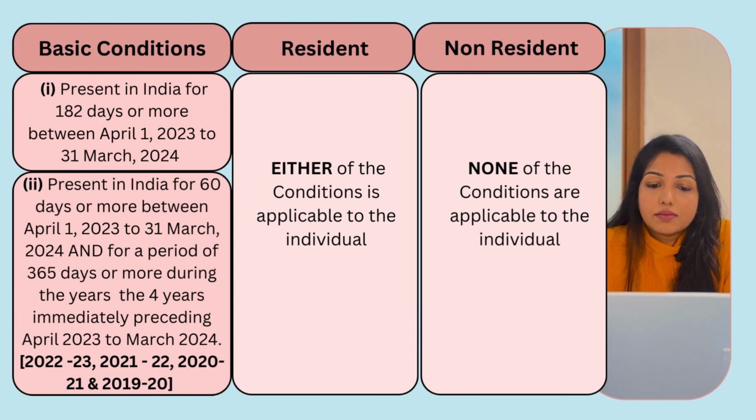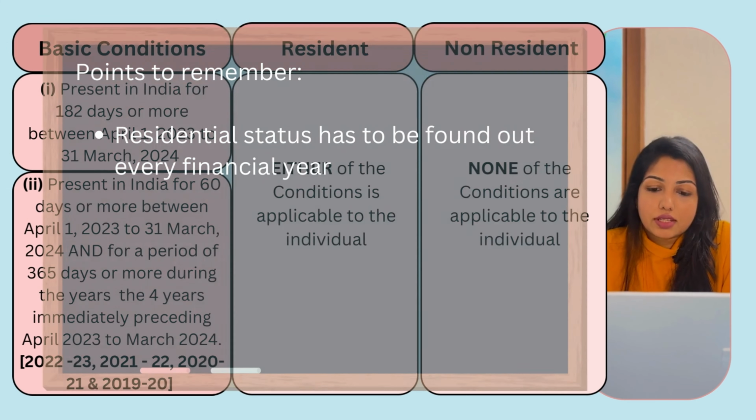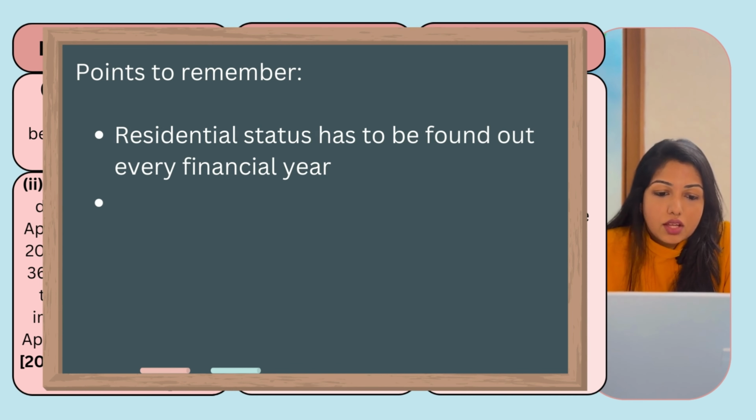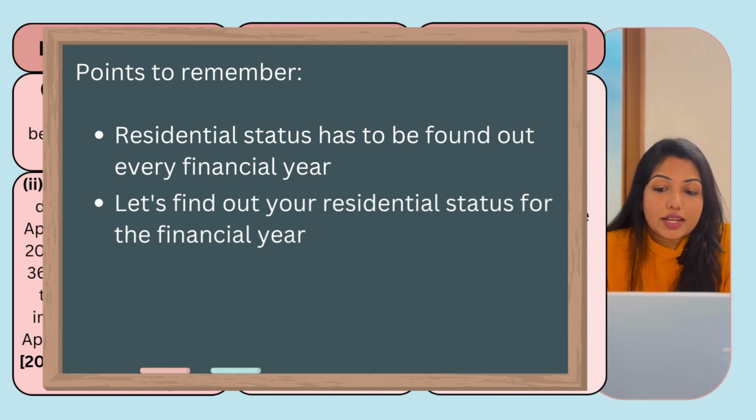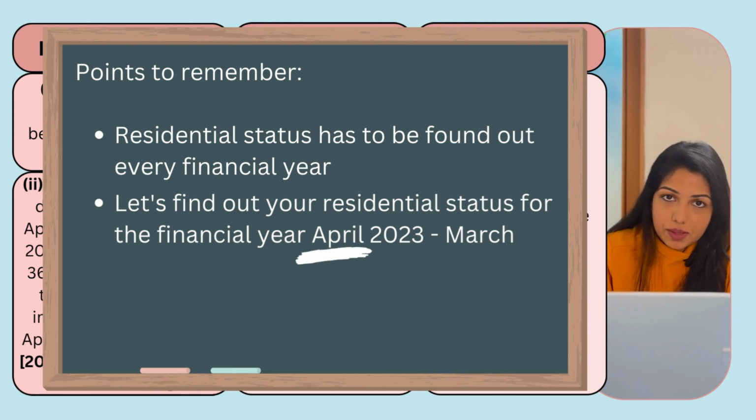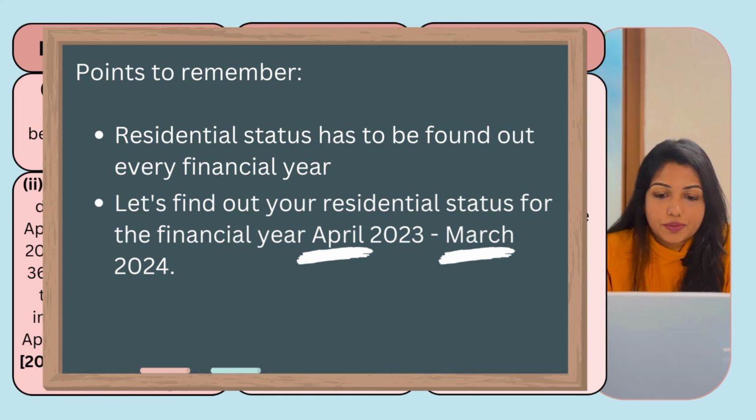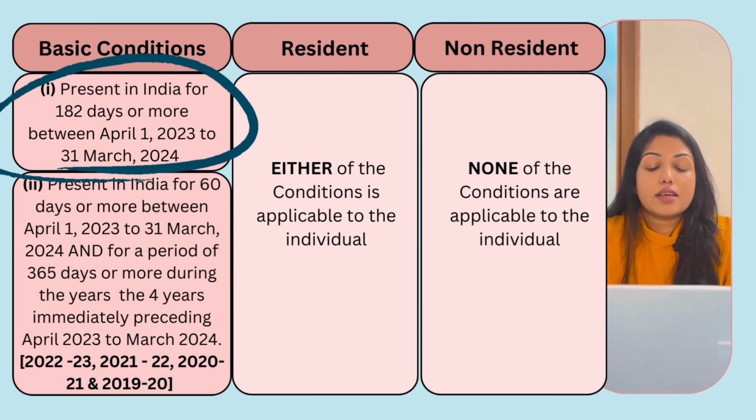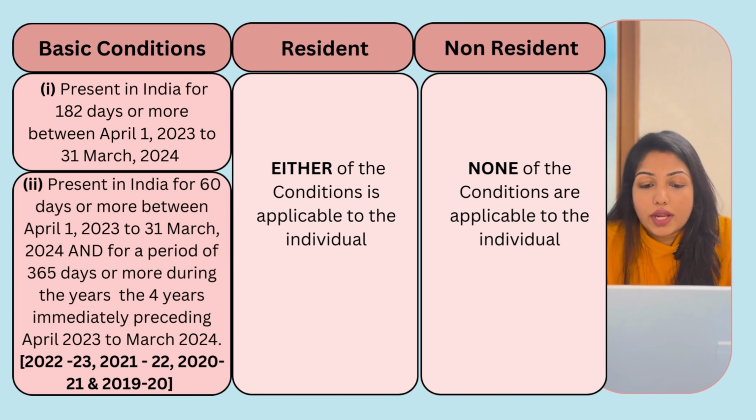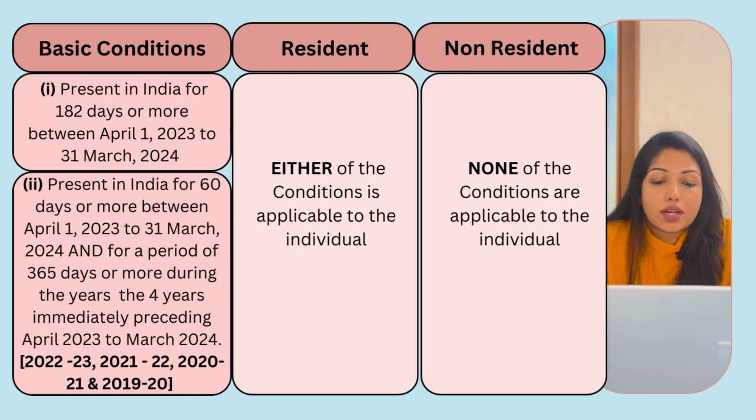Like I said earlier, you will have to determine your residential status for each financial year. So let's find out your residential status for the financial year 2023 to 24. Please note that the financial year in India starts on the 1st of April and ends on the 31st of March. Firstly, you will have to apply these basic conditions to yourself. Let's take a look at the first condition, which says you will have to be present in India for 182 days or more between April 1, 2023 to 31st March 2024.